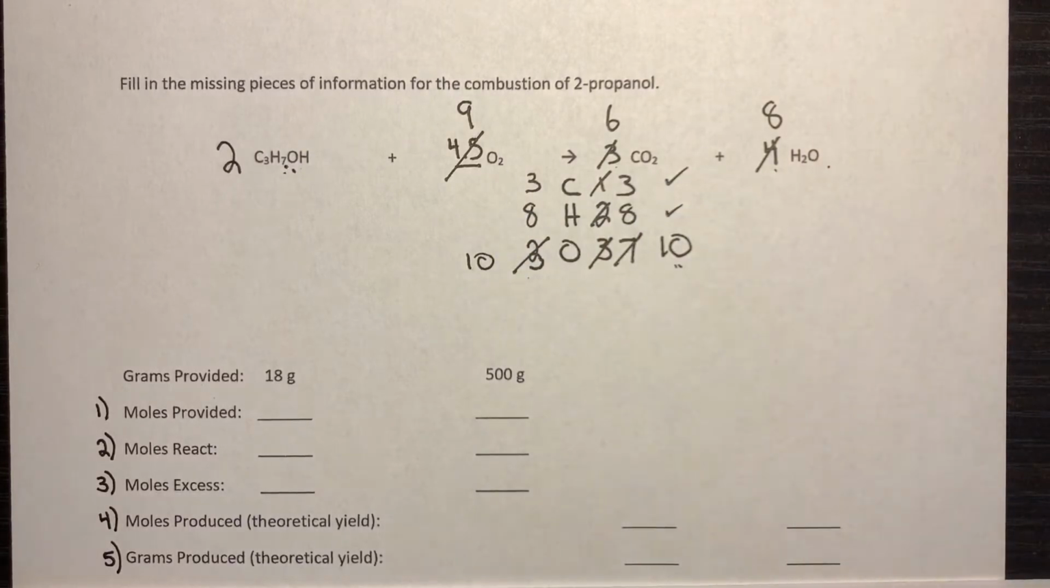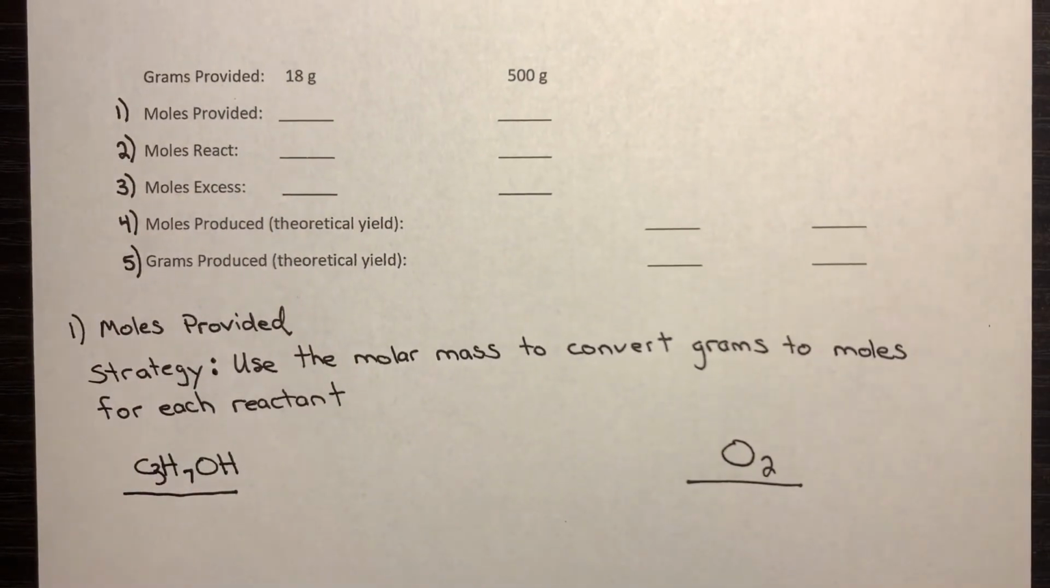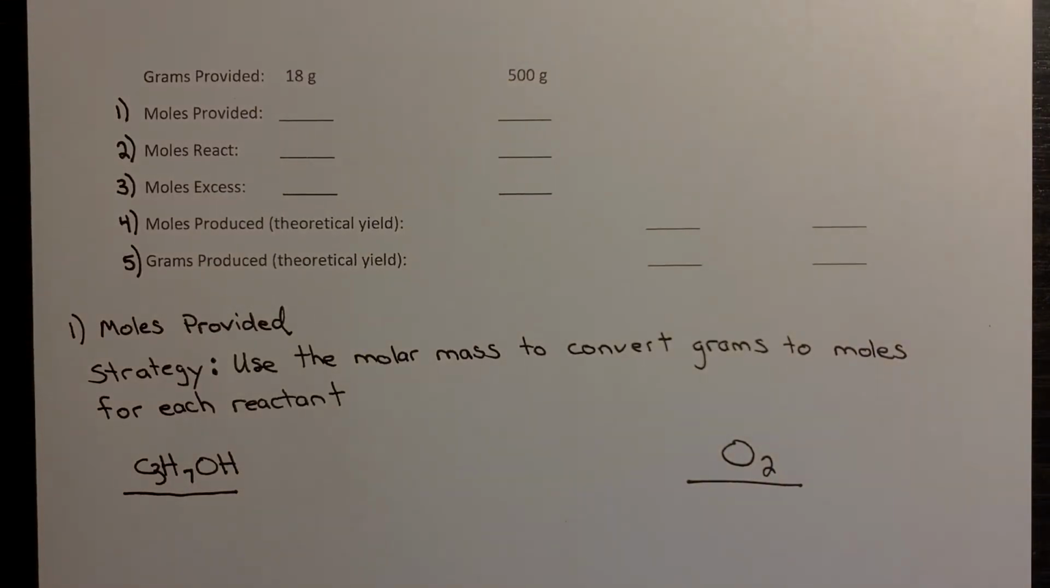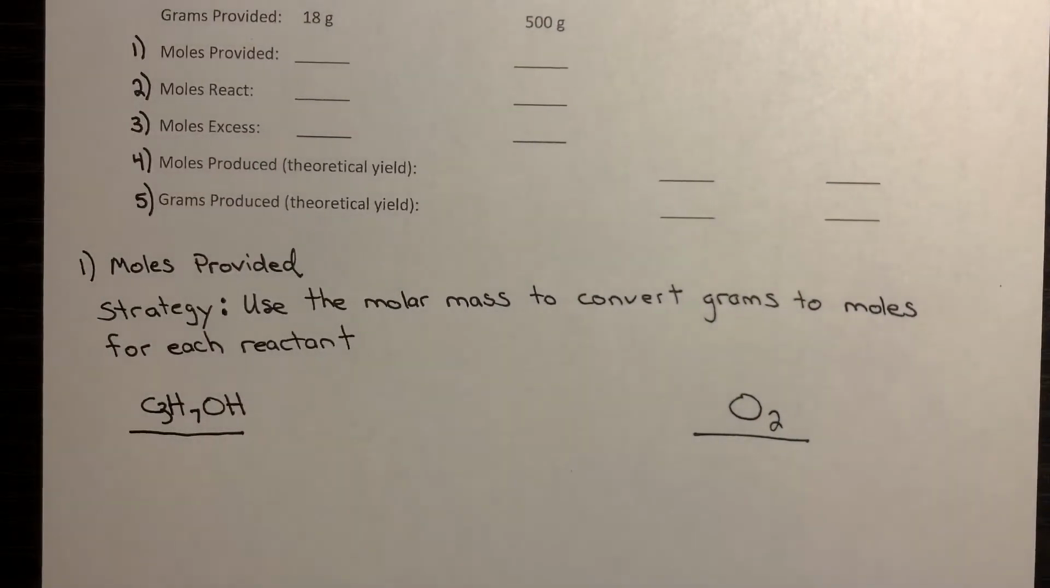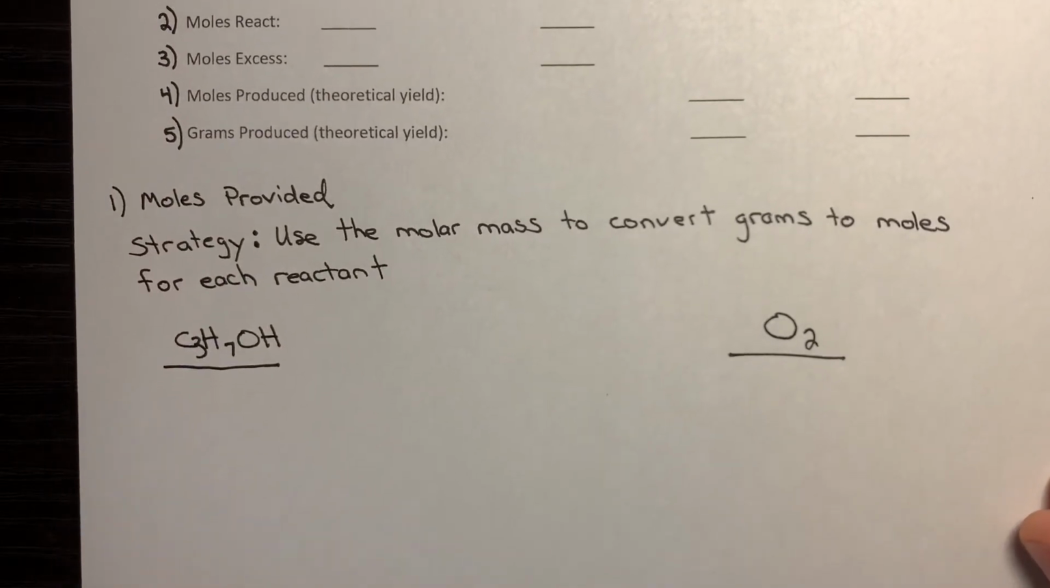Okay, so we need to be dealing with things on a quantity basis. So for that first step, the strategy I'm going to employ is to use the molar mass of the specific molecules in order to convert grams to moles for each of our reactants. That's the first thing I'm going to do, okay?